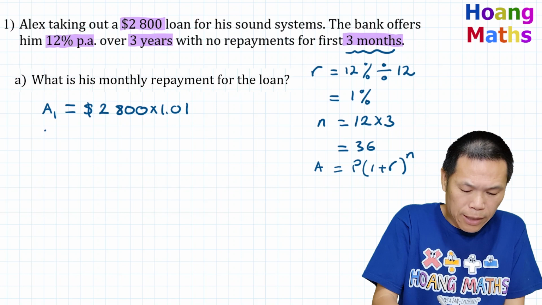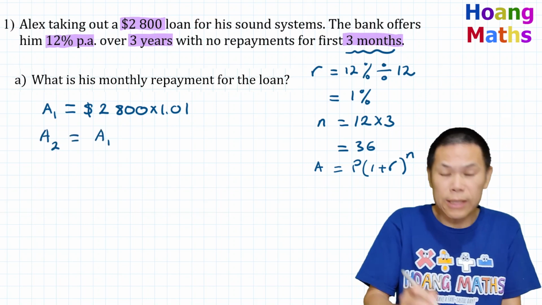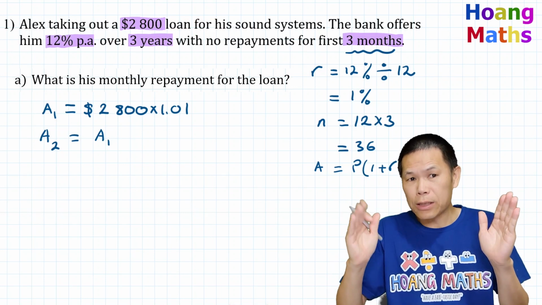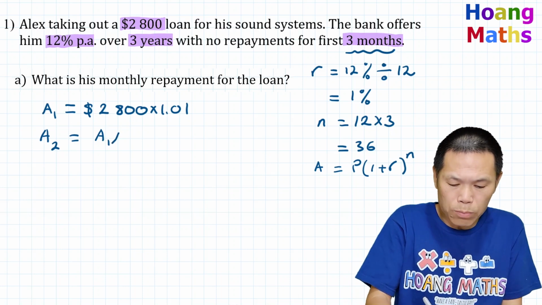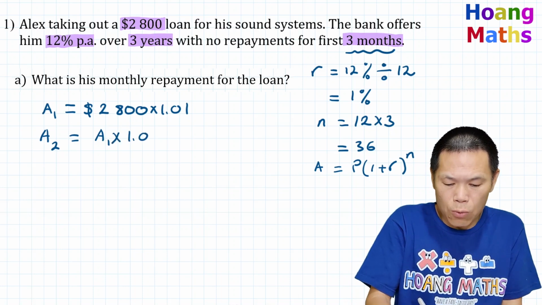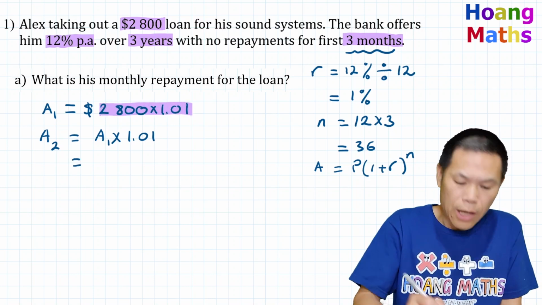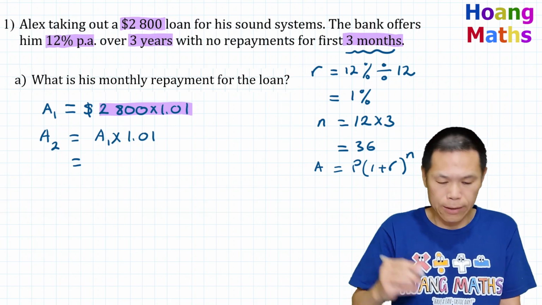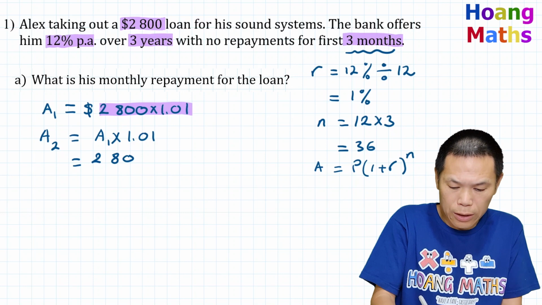So at the end of the second month, that is A2. He owed A1, that's how much he owed at the end of the first month, and then at the end of the second month he has to pay interest on top of that. So the balance would be times 1.01. We know that A1 is this. Let me just write the number without a dollar sign, because we're going to put it at the end. So now let me write 2,800.